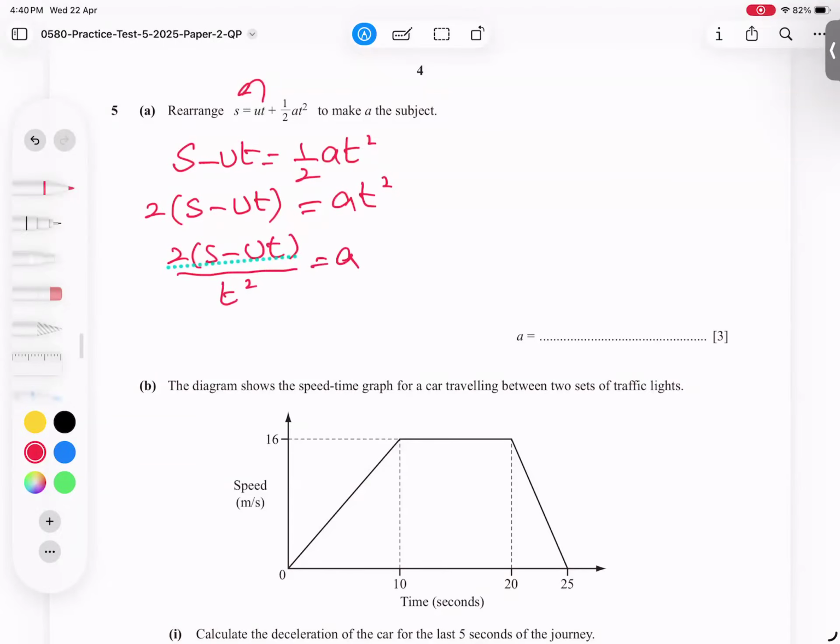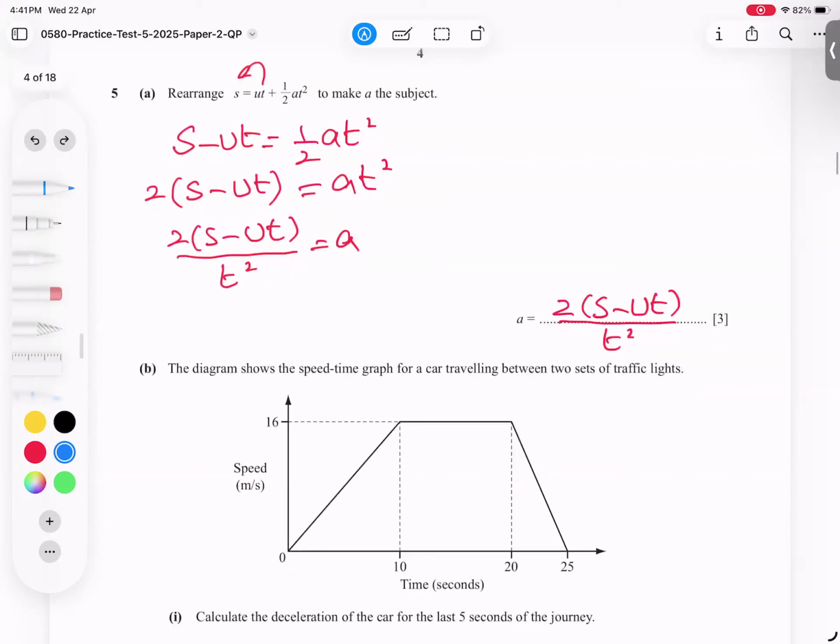And for your information, I tell you one thing: you can't cancel this t. Some students try to cancel t, but because of the minus sign in the middle you cannot cancel. So our answer is 2 times (s minus ut) divided by t squared. The 2 you can multiply inside or leave it; both are correct. One mark for bringing this to the side, 1 mark for writing this, 1 mark for bringing 2 to the other side, and 1 mark for bringing t squared to the other side. I hope you got the point.